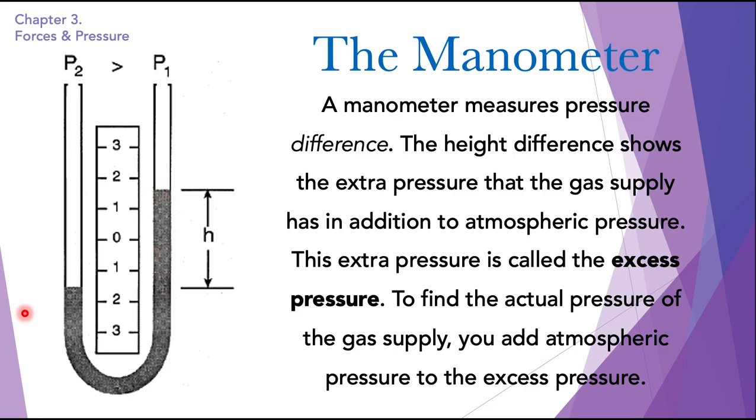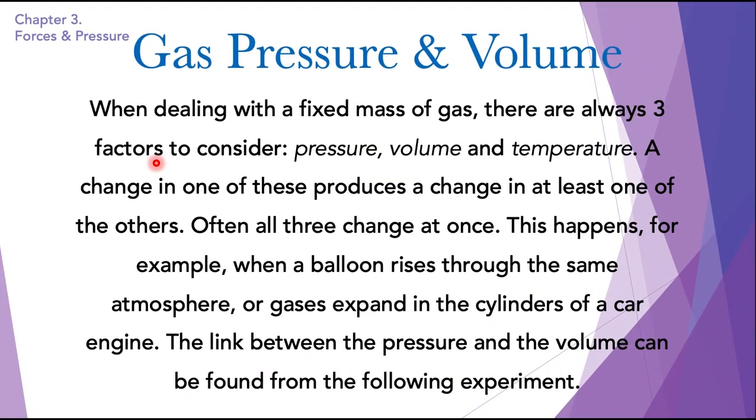Now let's move ahead on to understanding gas pressure and volume. When dealing with a fixed mass of gas, there are always three factors to consider: the pressure, the volume, and the temperature. A change in any one of these produces a change in at least one of the others. So often all three change at once. This happens, for example, when a balloon rises through the atmosphere or when gases expand in the cylinders of a car engine.